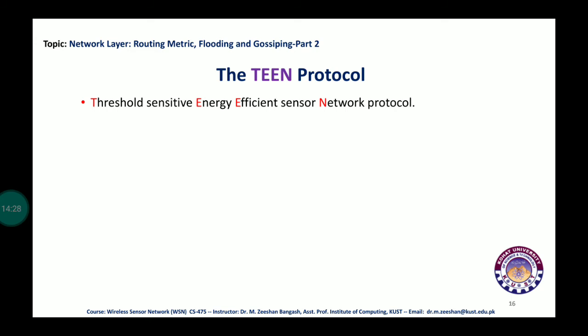There will also always be congestion in the network, and the packet will not reach its destination in time, or may be destroyed on the way on the path. So overall performance of the whole network will be degraded. So one of the protocols is the TEEN protocol, that is the Threshold Sensitive Energy Efficient Sensor Network Protocol.